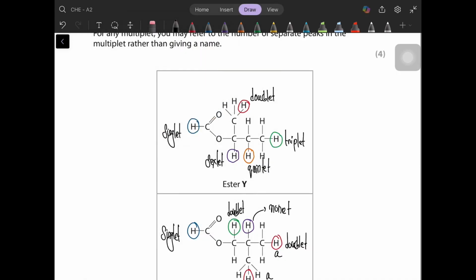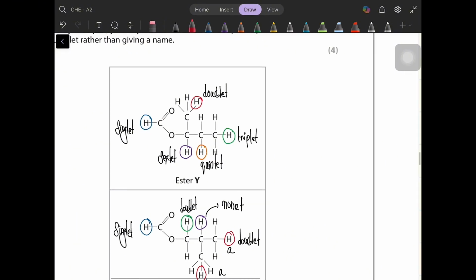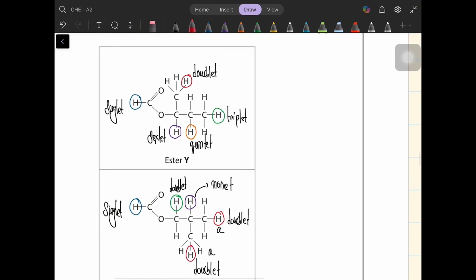So first of all, let's identify the patterns. Hydrogen joined to a carbon that has no hydrogen on it is going to be a single peak, or a singlet. Done with that. This is a hydrogen joined to a carbon that is joined to a carbon that has one hydrogen on it. So the splitting pattern is going to be n plus 1. So we have 1 plus 1, the number of hydrogens on the adjacent carbon. So this is going to be a doublet.